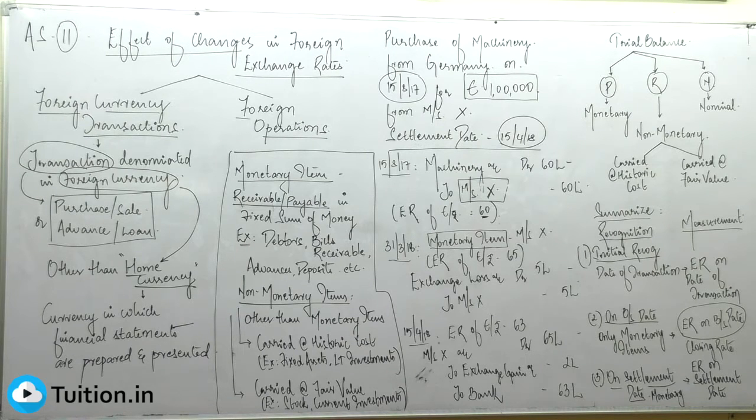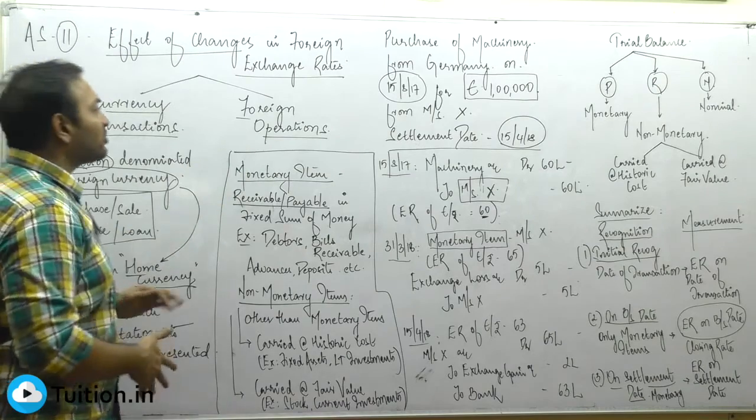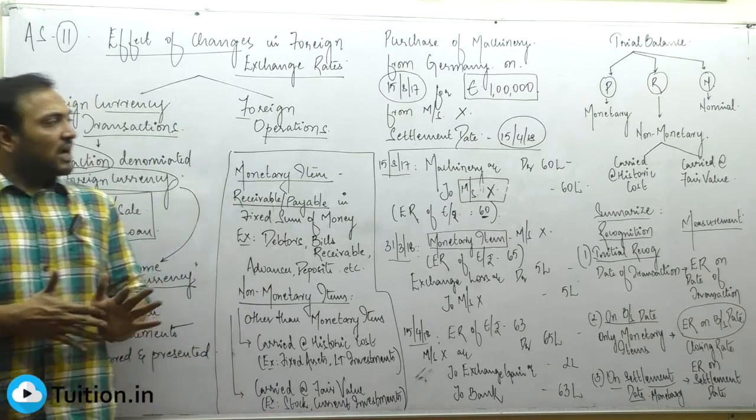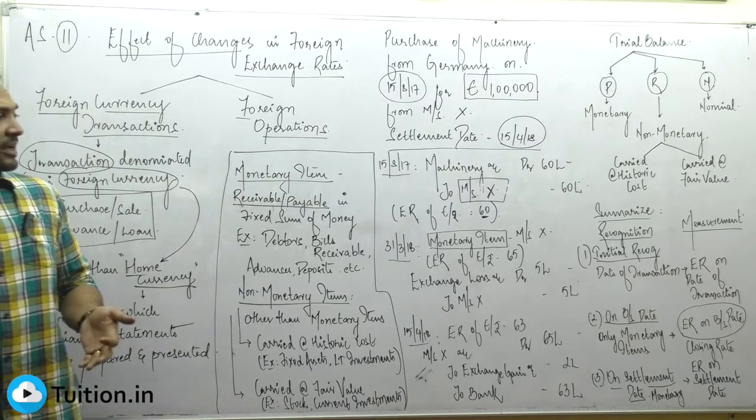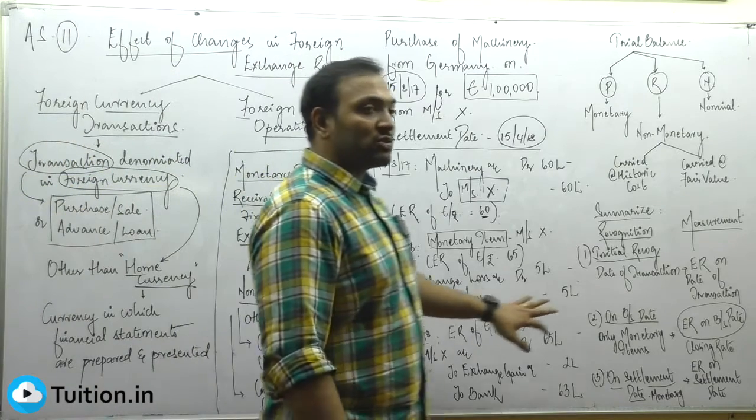I'm still talking about the first part. I'm still talking about foreign currency transactions. I haven't come to the foreign operations yet. This is regarding still the first part, foreign currency transactions. We have summarized the recognition and measurement and we have written it this way.